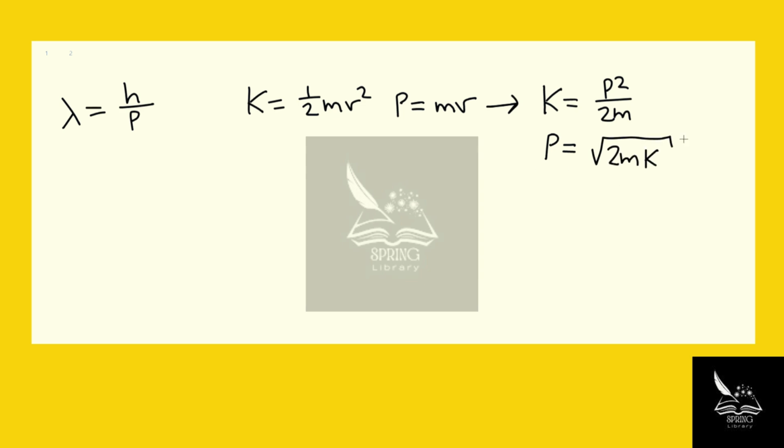So we can take this momentum and plug it into our definition for the de Broglie wavelength. We get h over root 2mK. So that's our expression involving m and K.